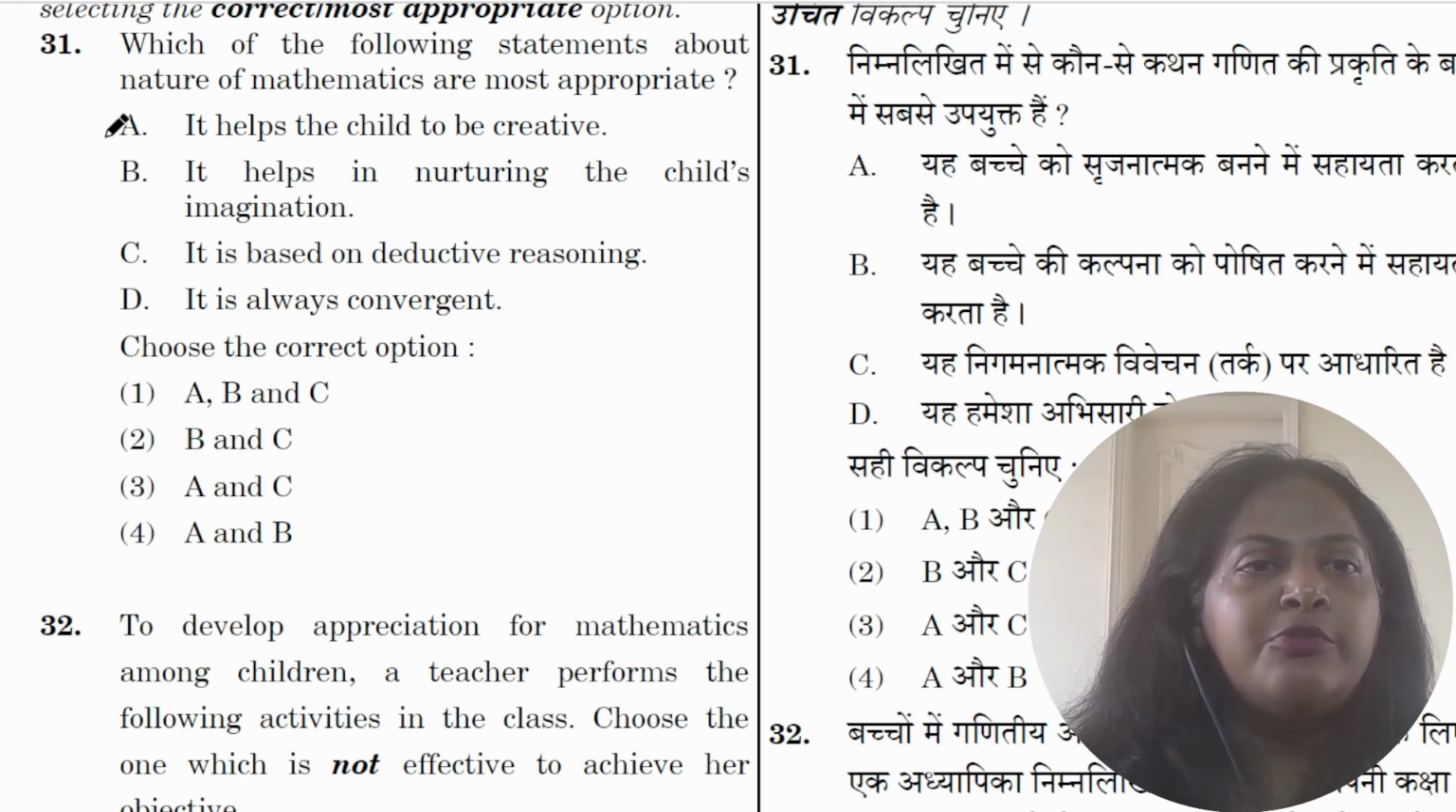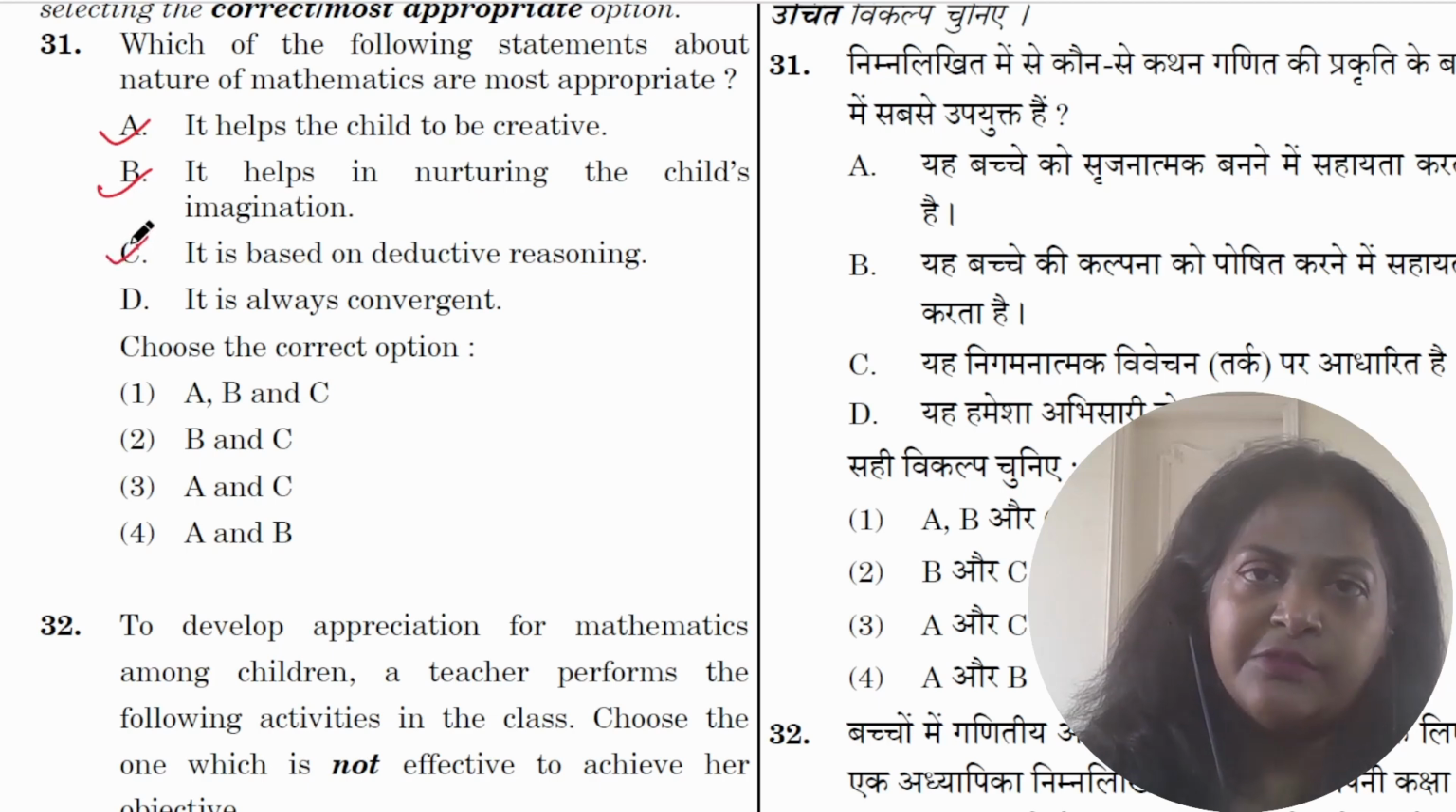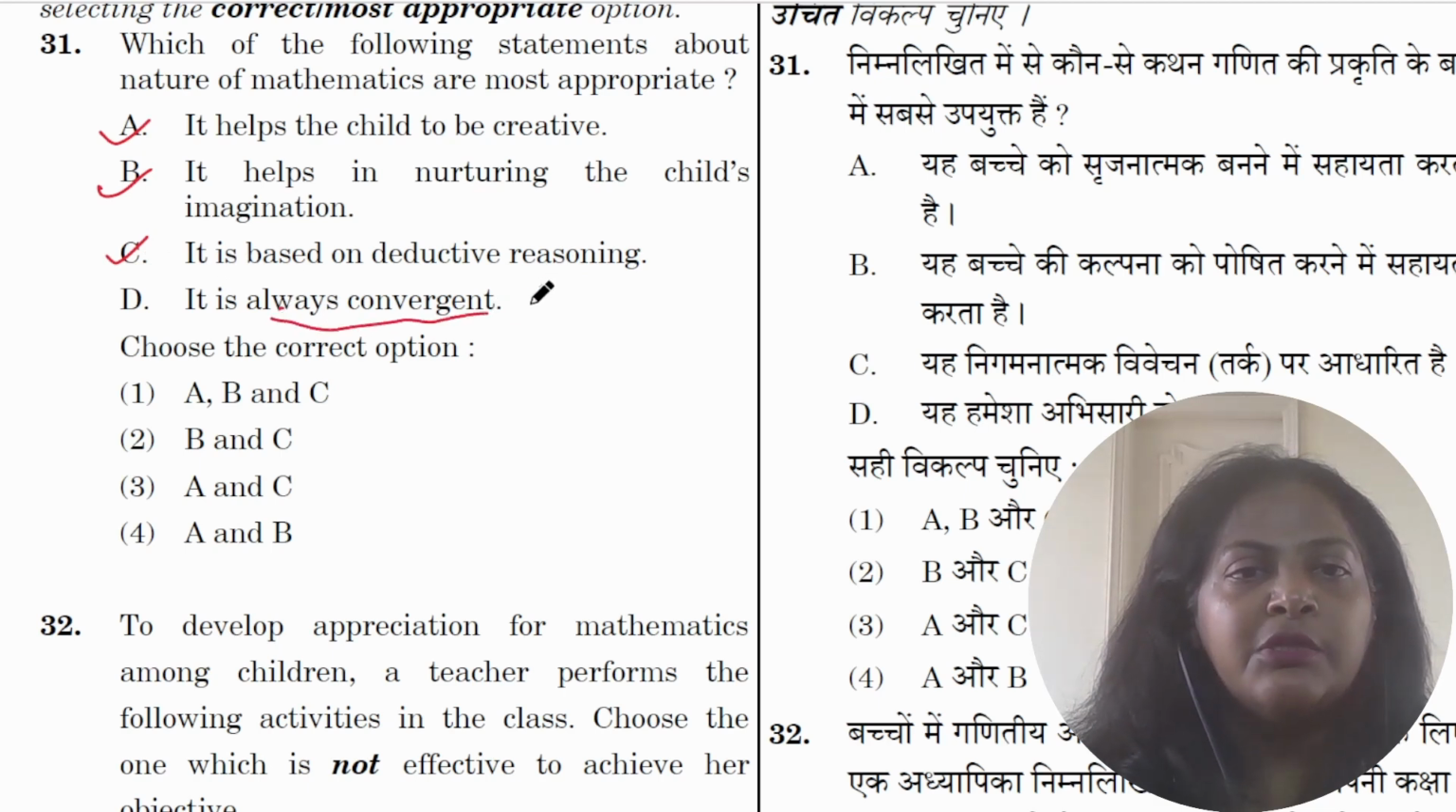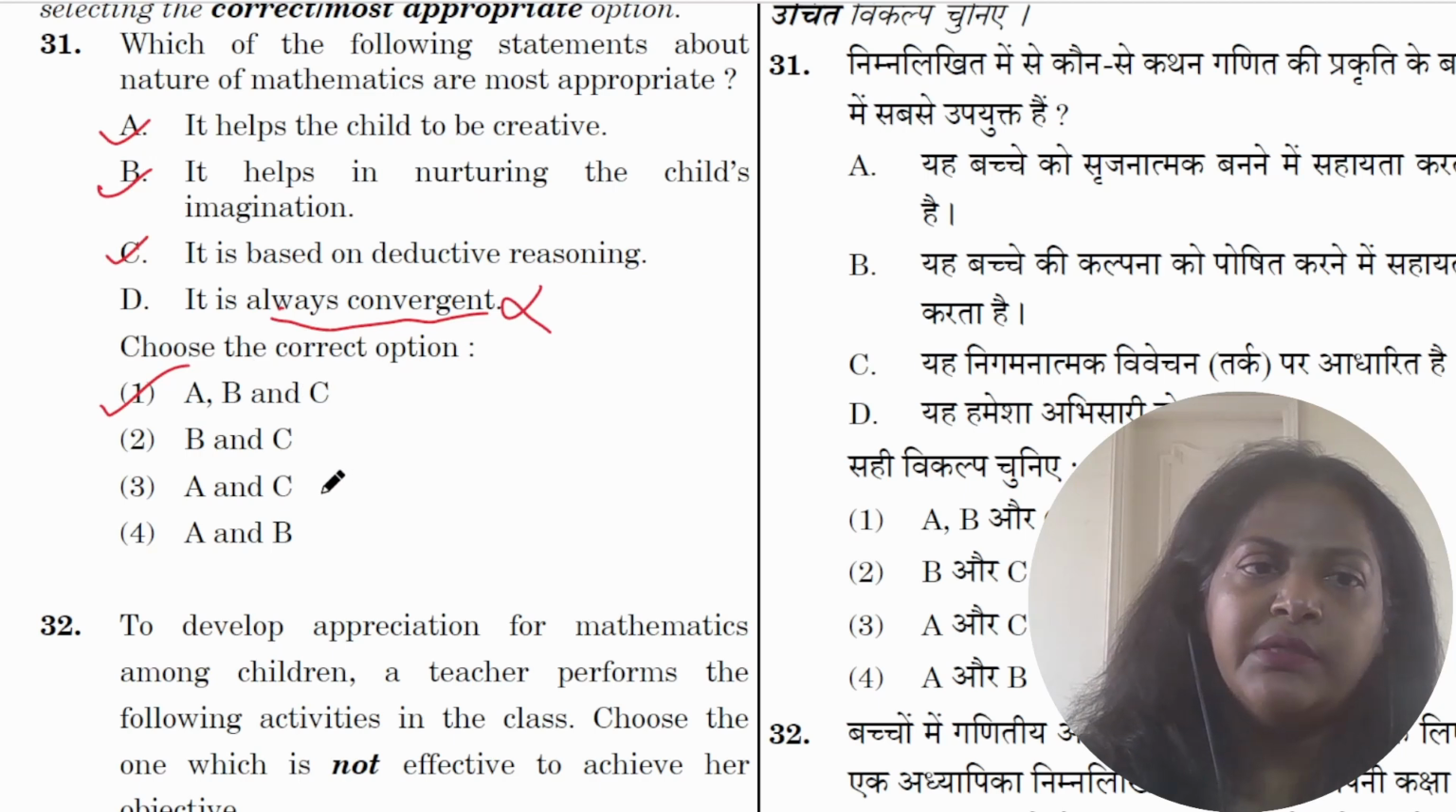It helps the child to be creative. Yes. It helps in nurturing the child's imagination. Yes, maths helps in that. It is based on deductive reasoning. So yes, maths is based on deductive reasoning. It is always convergent. So this is an incorrect statement because maths is sometimes divergent, sometimes convergent. So option number 1, A, B and C would be the correct answer.